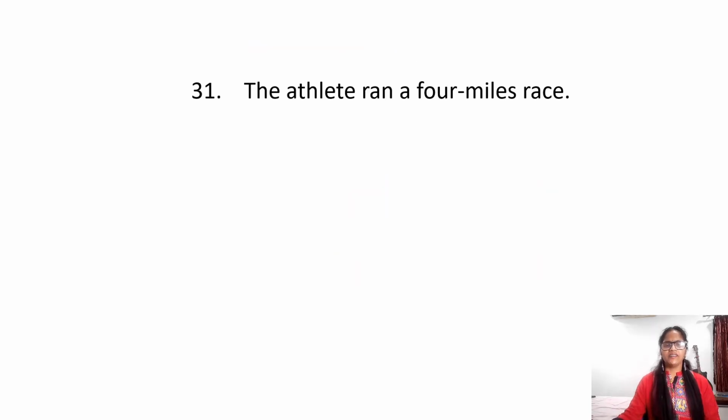Here is the next question. "The athlete ran a 4 miles race." When the word mile is preceded by any number, it does not take the plural form. "The athlete ran a 4-mile race" is the correct answer.